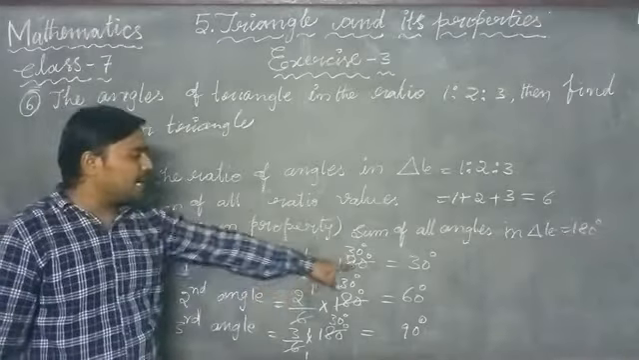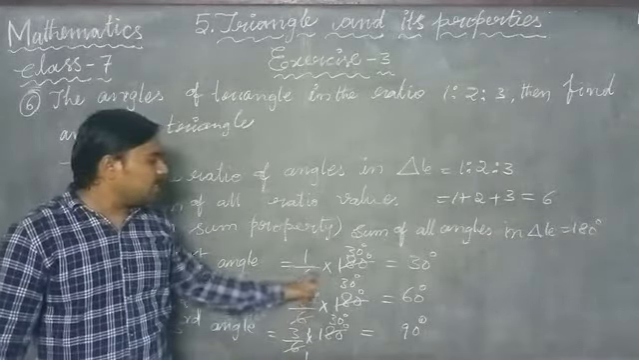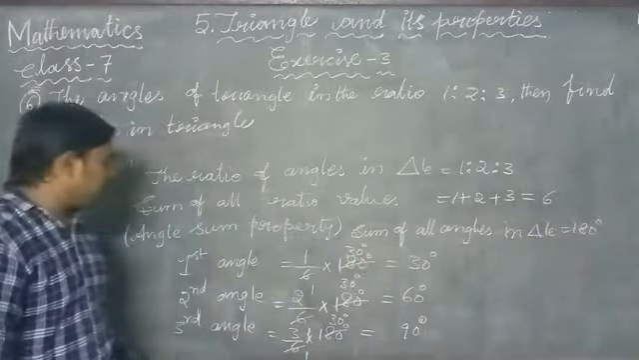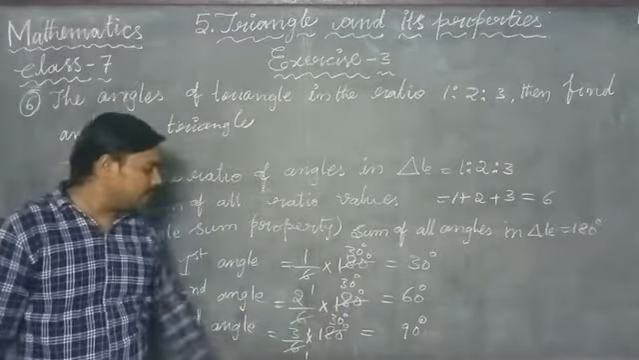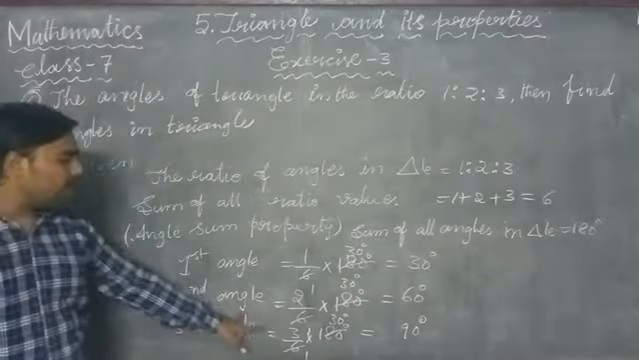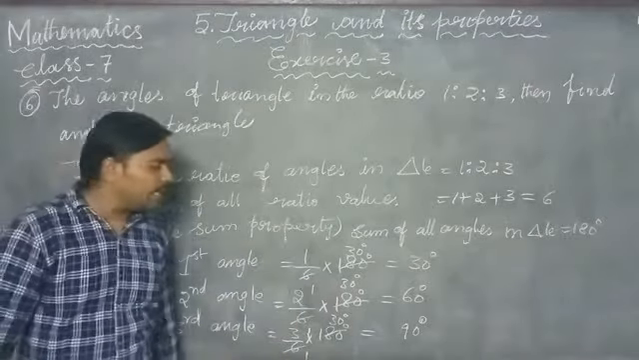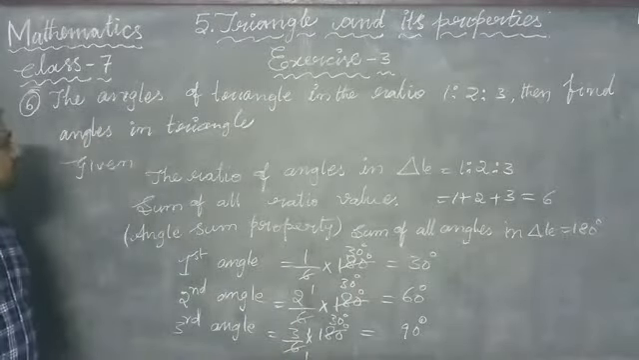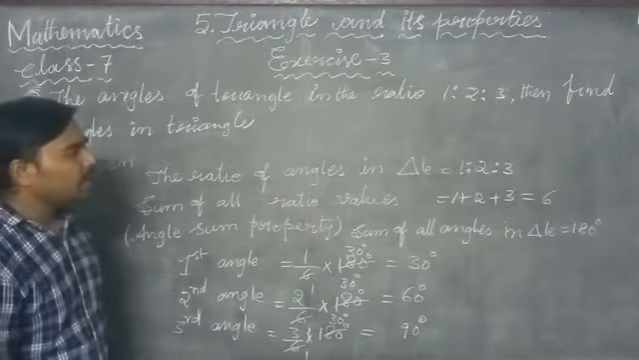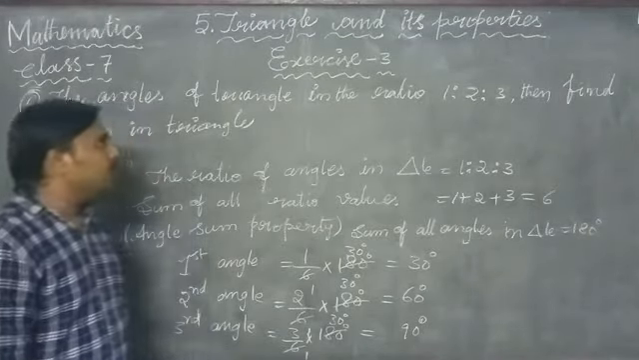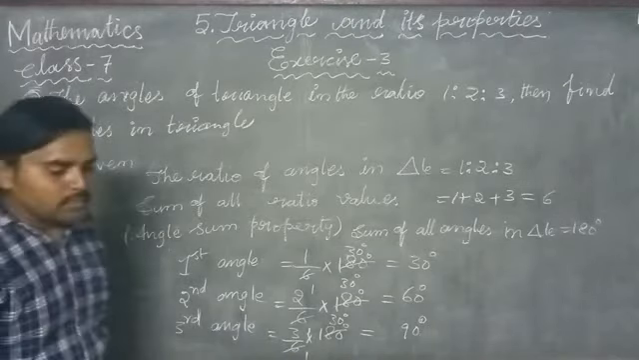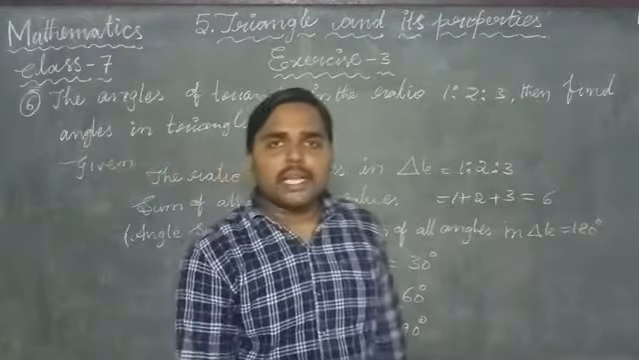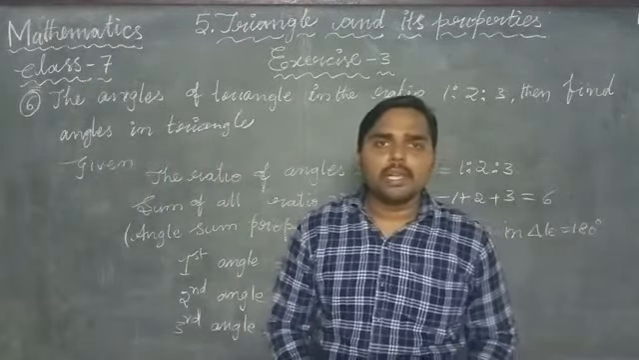So the first angle is 1 by 6 into 180 degrees, which means 30 degrees. The second angle is 2 by 6 into 180 degrees, which means 60 degrees. The third angle is 3 by 6 into 180 degrees, which is 90 degrees. Okay, in this way we can calculate the angles of a triangle when the ratio of angles is given. Okay, thank you children. In the next class we will see the next problems.